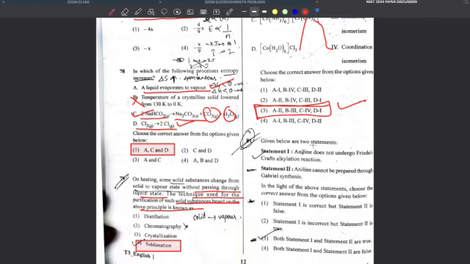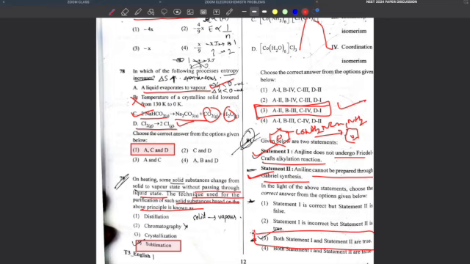Which of the following below are statements? Aniline does not undergo Friedel-Crafts alkylation. Correct statement है. Aniline cannot be prepared through the Gabriel synthesis, गलत है. Aniline can be prepared. Why? Because Gabriel phthalimide reaction, CONH2, when you treat it with NaOBr, so you get aniline. Directly aniline is being formed. So both statements are correct. Both statements are true is the answer.